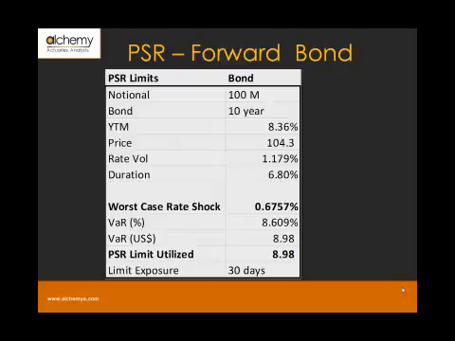Now, how valuable could it become? If you look at the numbers below, where we say VAR percent 8.609, and you look at VAR US dollar about 8.98, we're saying this bond, for a notional of 100 million, could become valuable by 8.98 million US dollars. So if rates actually decline from 8.36 to 7.67 or so, whatever that number is, when we subtract 0.6757% from it, this portfolio of $100 million in the 10-year bond would become valuable by about $8.98 million.